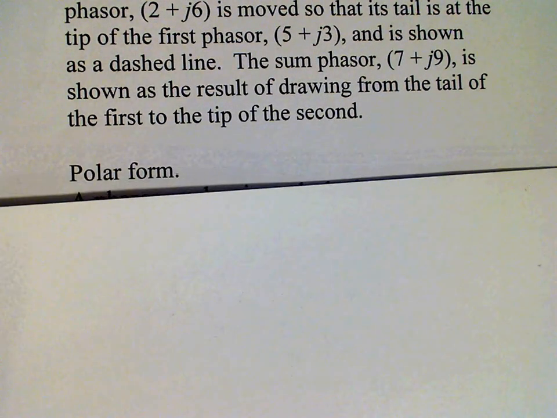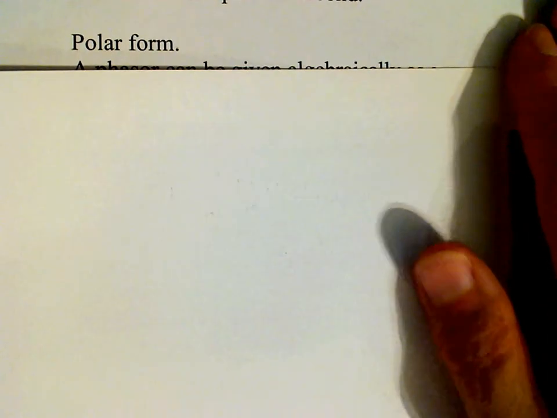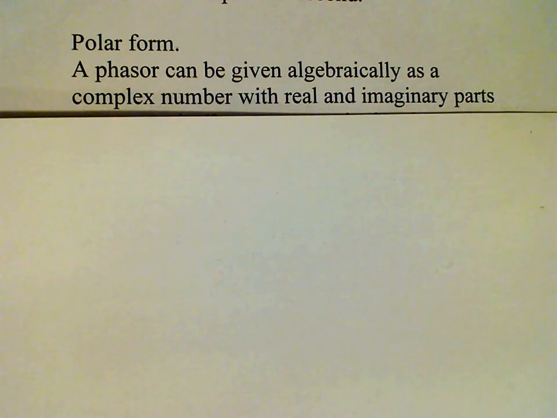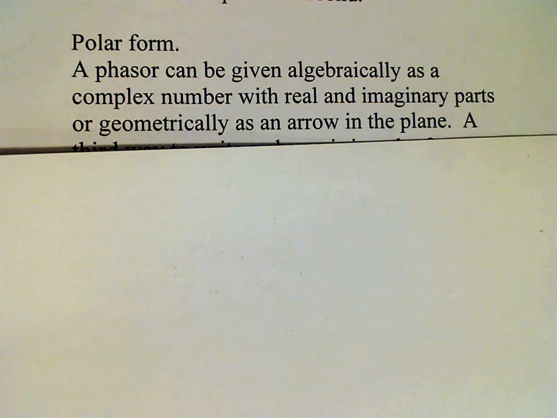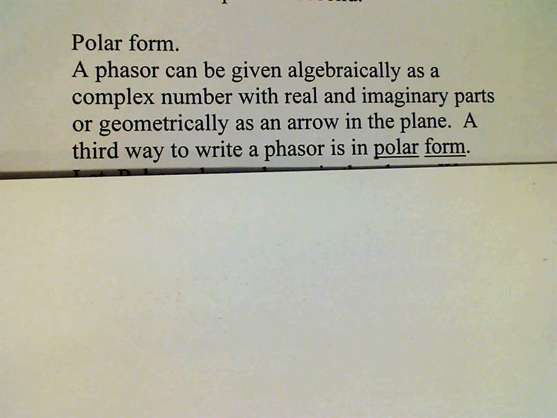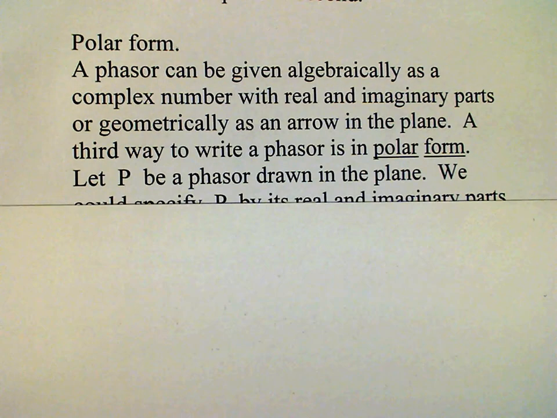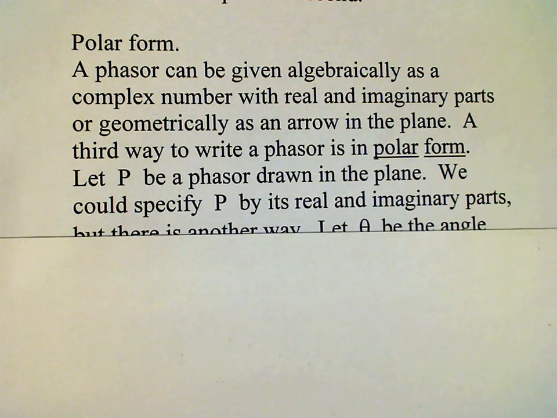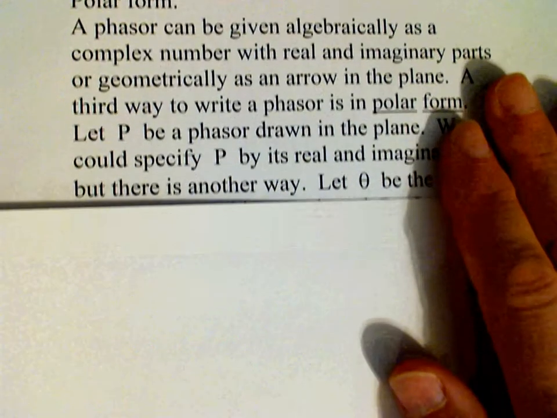Okay, now the next idea is polar form of phasors. We've already seen that a phasor can be represented by a complex number with real and imaginary parts, and we know that a phasor can be represented geometrically as an arrow in the plane. But there is a third way, and that is using polar form. So suppose that P is some phasor drawn in the plane, and we could specify P by its real and imaginary parts.